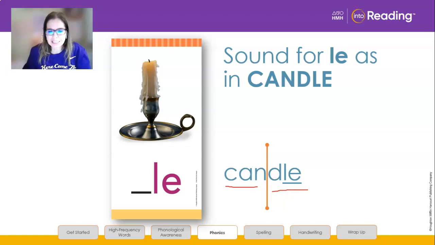So this word is candle. Clap out the syllables with me. Right, I didn't say it because I wanted you to say the word as you clap it. Candle. 2 syllables. Second syllable is dull. Let's look at another one, shall we?